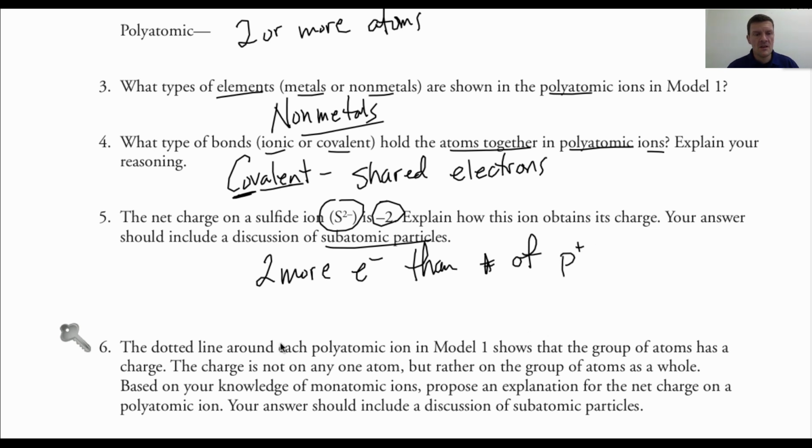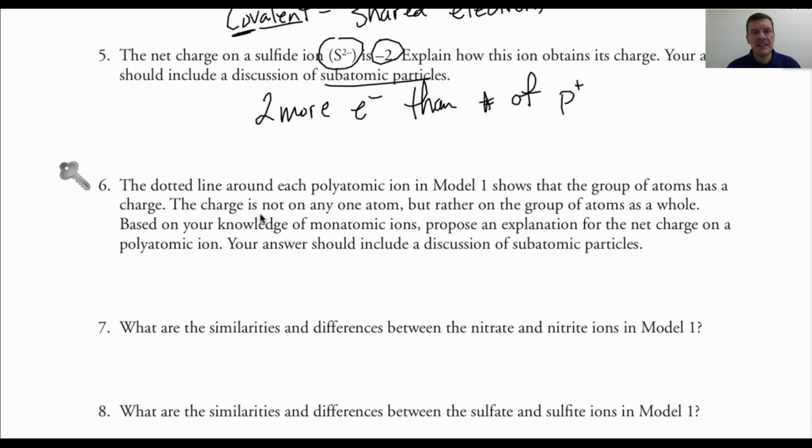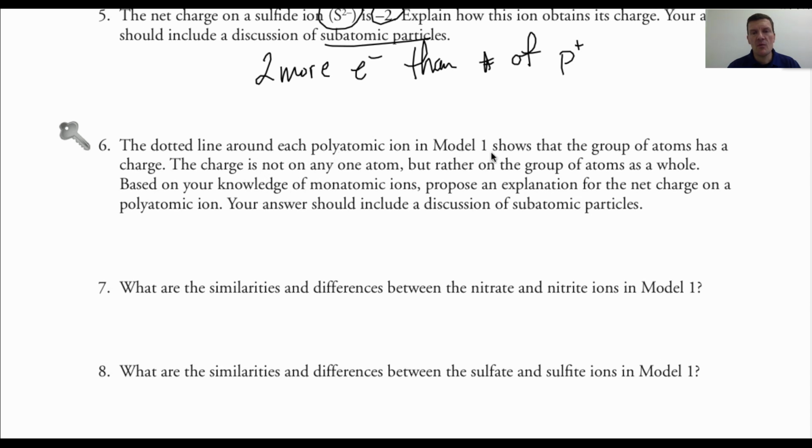Okay? The dotted line around each polyatomic ion in Model 1 shows that the group of atoms has a charge. So the whole group has a charge. The charge is not on any one atom, as I mentioned, but rather on the group of atoms as a whole.